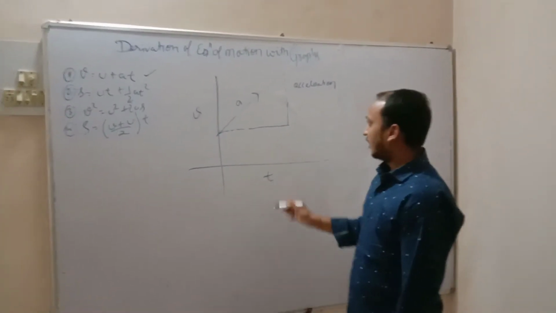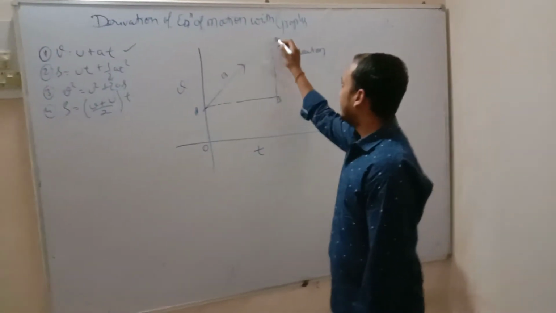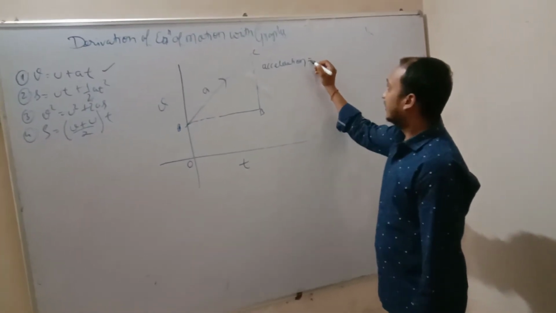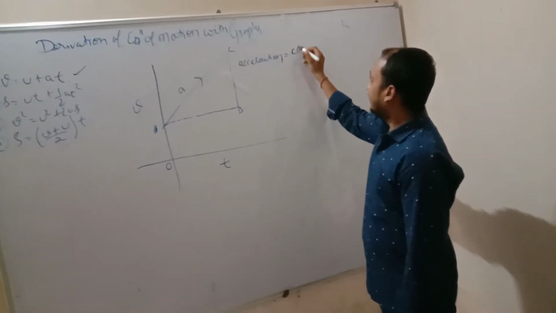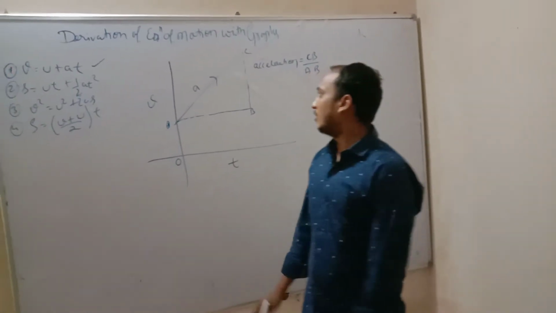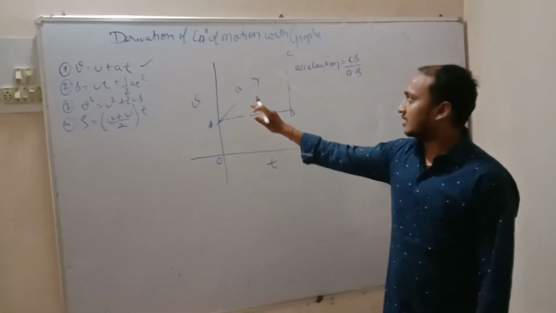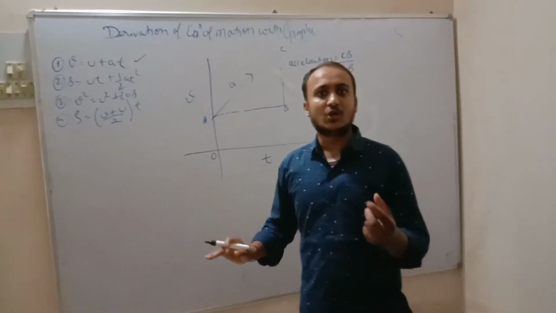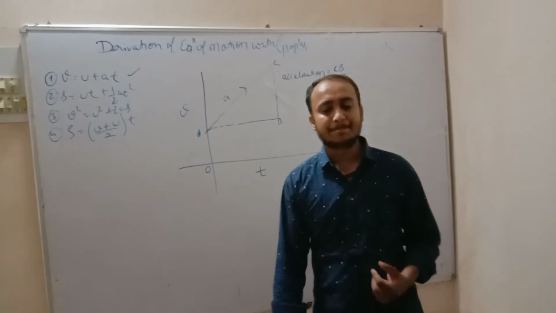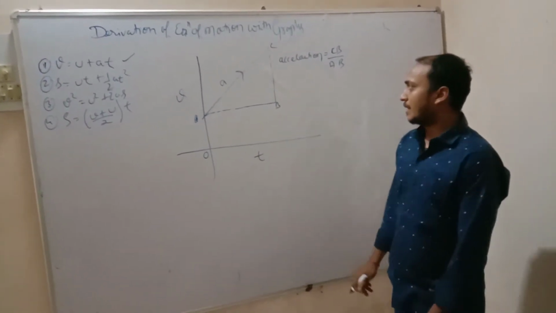Let us name the points O, A, B, C. So acceleration is CB upon AB. Because in maths, acceleration represents slope and the value of slope is y upon x. Here y is CB and x is BA. So let us find what is BC and what is AB.